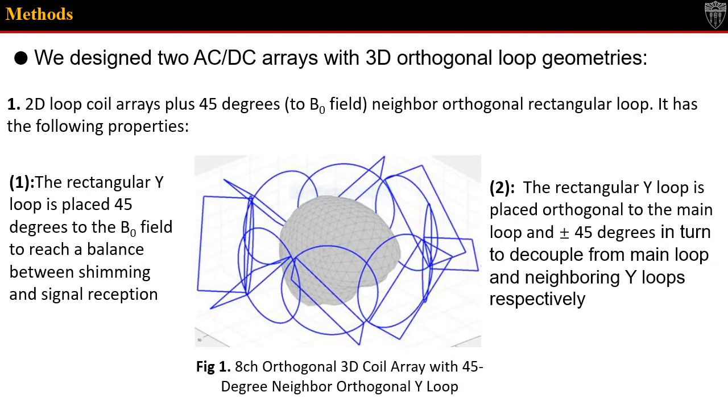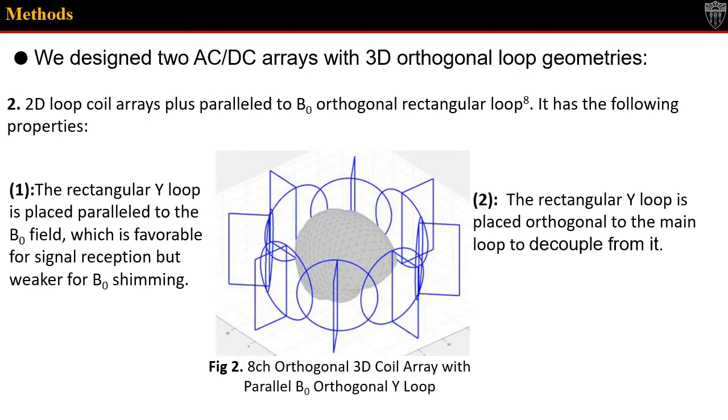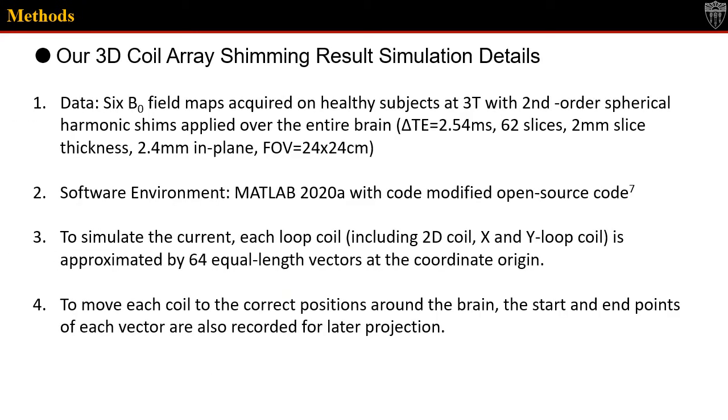We designed two AC/DC arrays with 3D orthogonal loop geometry. The first one is a 2D loop coil array plus a 45-degree neighbor orthogonal rectangular group, which is known for its capability to model neighbor-wise orthogonality. The second one is a 2D loop coil array plus a parallel-to-B0 orthogonal rectangular group. This is more favorable for signal reception but weaker for B0 shimming.